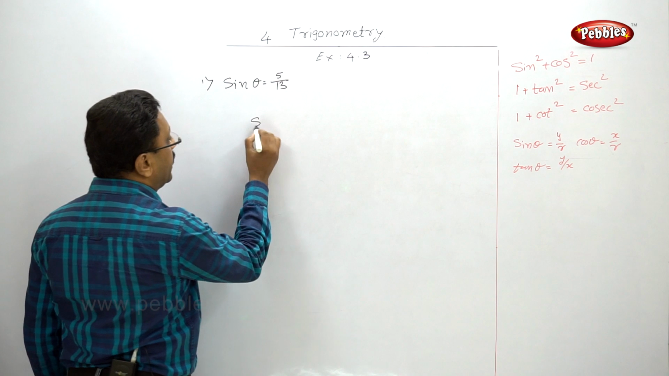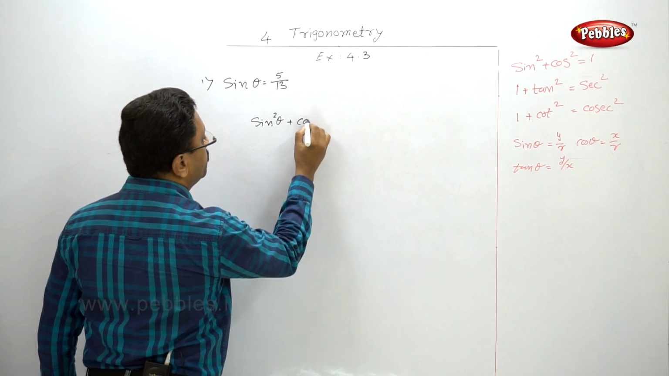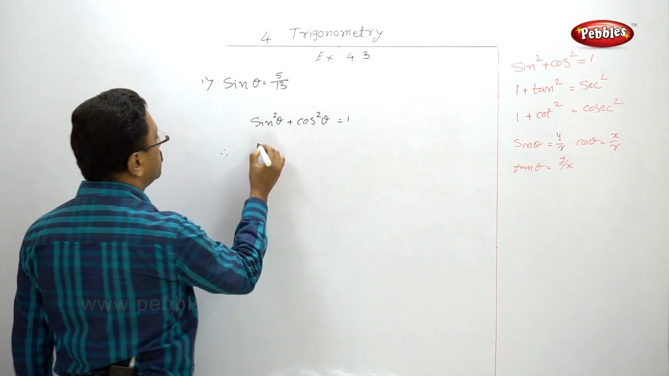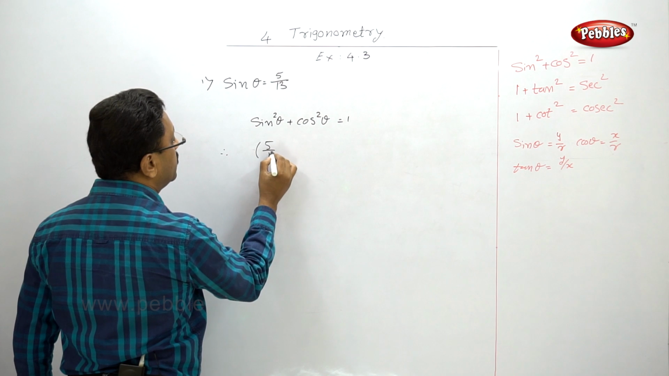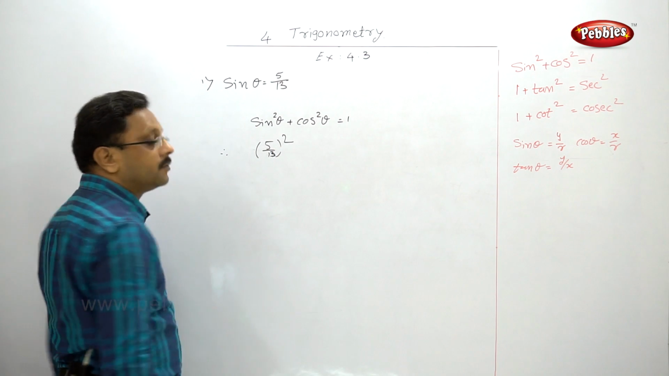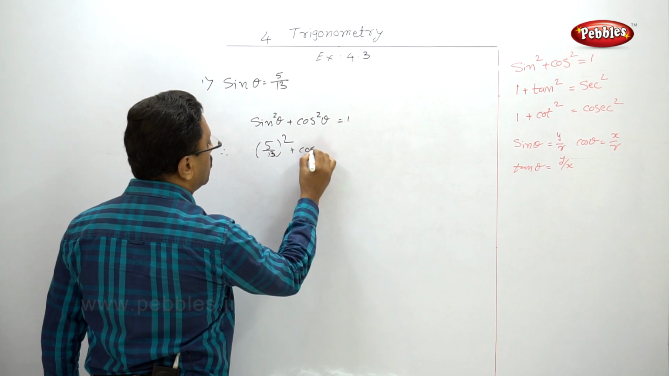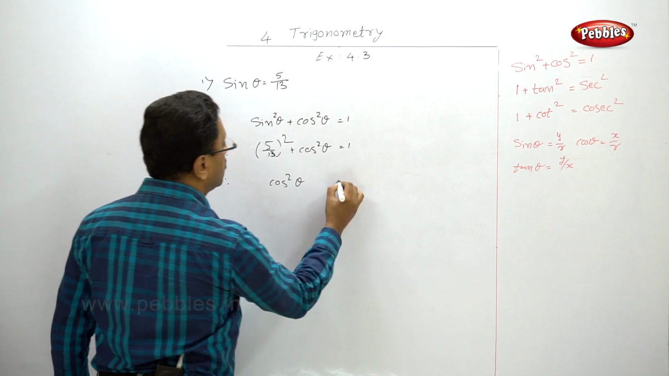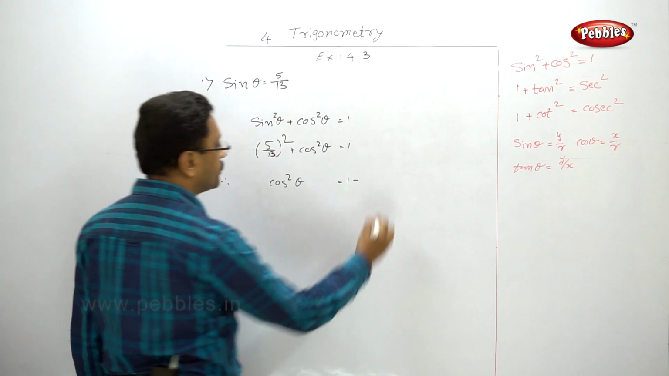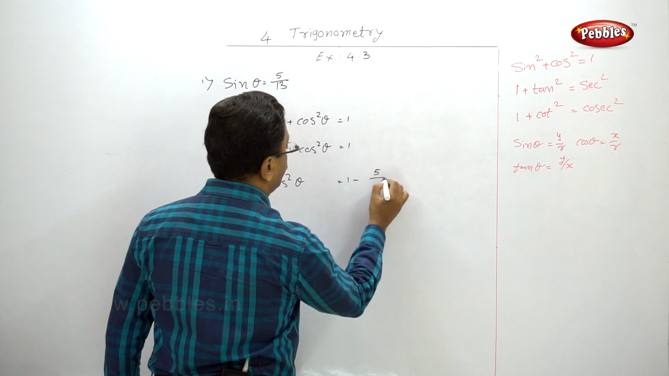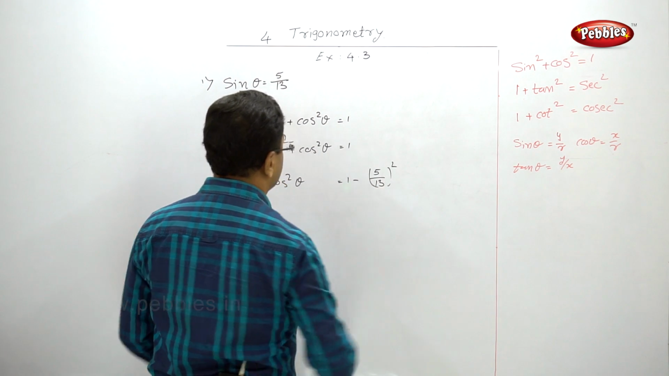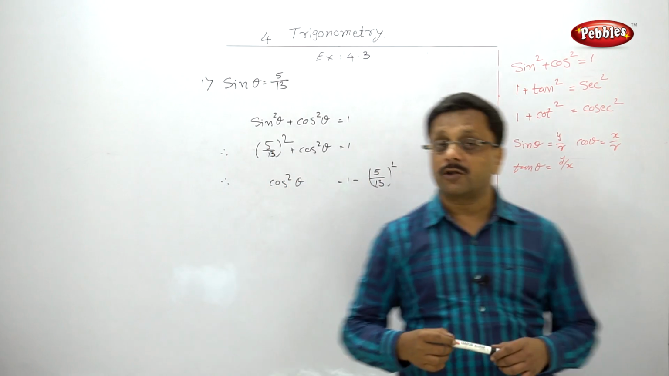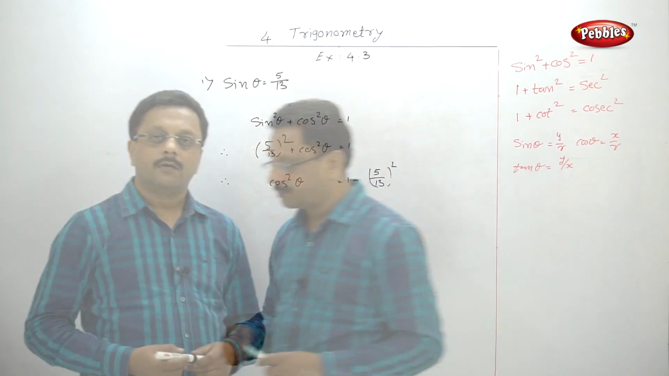So I can write that sine square theta plus cos square theta is equal to 1. Hence substitute the values: (5 by 13) square plus cos square theta is equal to 1. So cos square theta is equal to 1 minus (5 by 13) square. Now please pause your video and find the value of cos theta. Please do it now. Simple numerical.